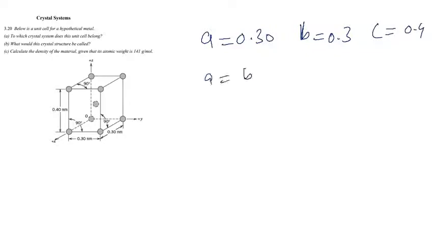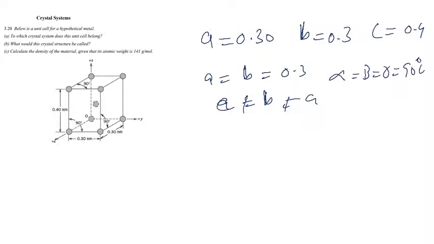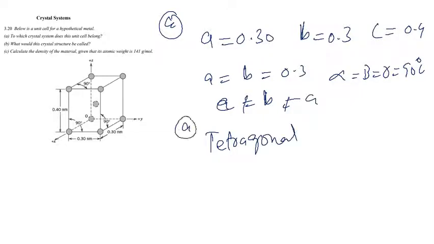So we see that A is equal to B, which is 0.3, but C is not equal to B, which is not equal to A. Also, if we look at the angles between the x-axis, y-axis and z-axis, they are all the same. So alpha is equal to beta is equal to gamma, and they are all 90 degrees, right angles. So for part A, our answer is tetragonal. We call this system tetragonal. For part A, the answer is tetragonal, and now for part B.